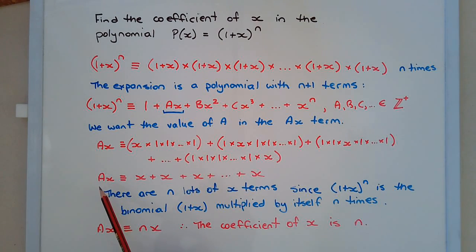So what you end up with is ax is identical to x plus x plus x plus x and so on. And there are n lots of x terms, since (1 plus x) to the power of n is the binomial 1 plus x multiplied by itself n times, and I've already said that. So this simplifies to ax is identical to nx, so therefore the coefficient of x is n.